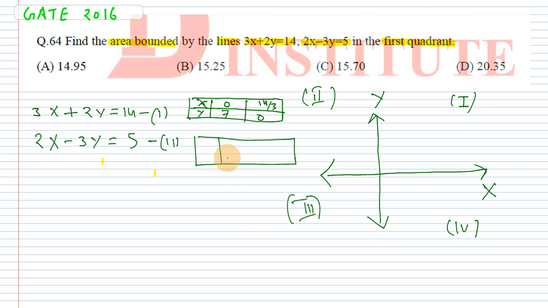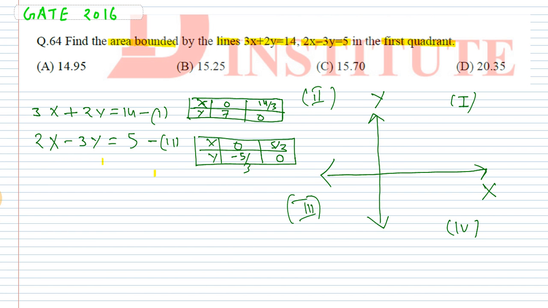If we put x equals 0, then this term will become 0 and minus 3y equals 5. So y equals 5 by minus 3, so this becomes minus 5 by 3. And if you put y equals 0, then this term will become 0 and x will be how much? 5 by 2. So if we put y equals 0, then x will be 5 by 2. So these are the points where these lines intersect the x and y axis.